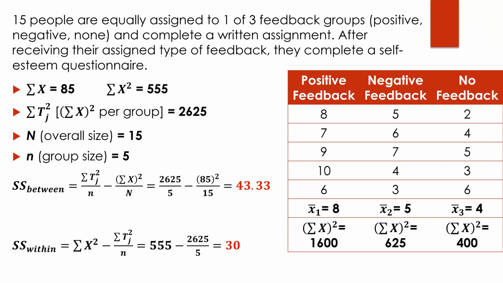You're just going to take those 3 scores and add them together, and you should get the number that I showed you there. Okay. So when you do this math here, what you get is an SS between of 43.33 and an SS within of 30. Okay. Now, once you have those numbers, you can move on to the next step.